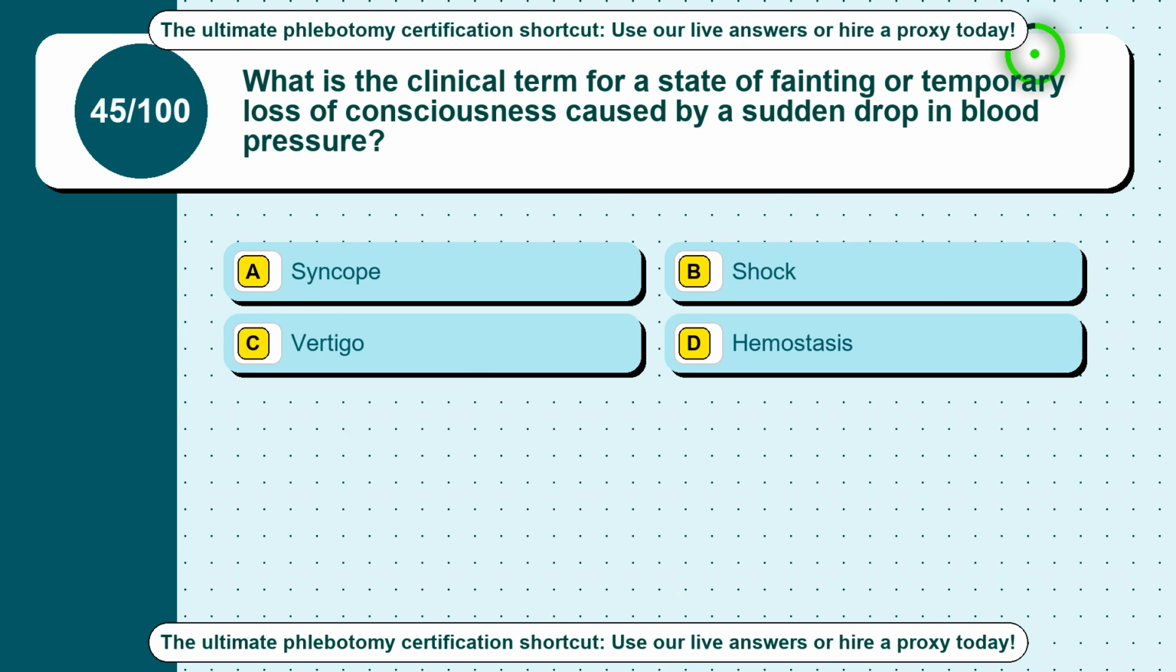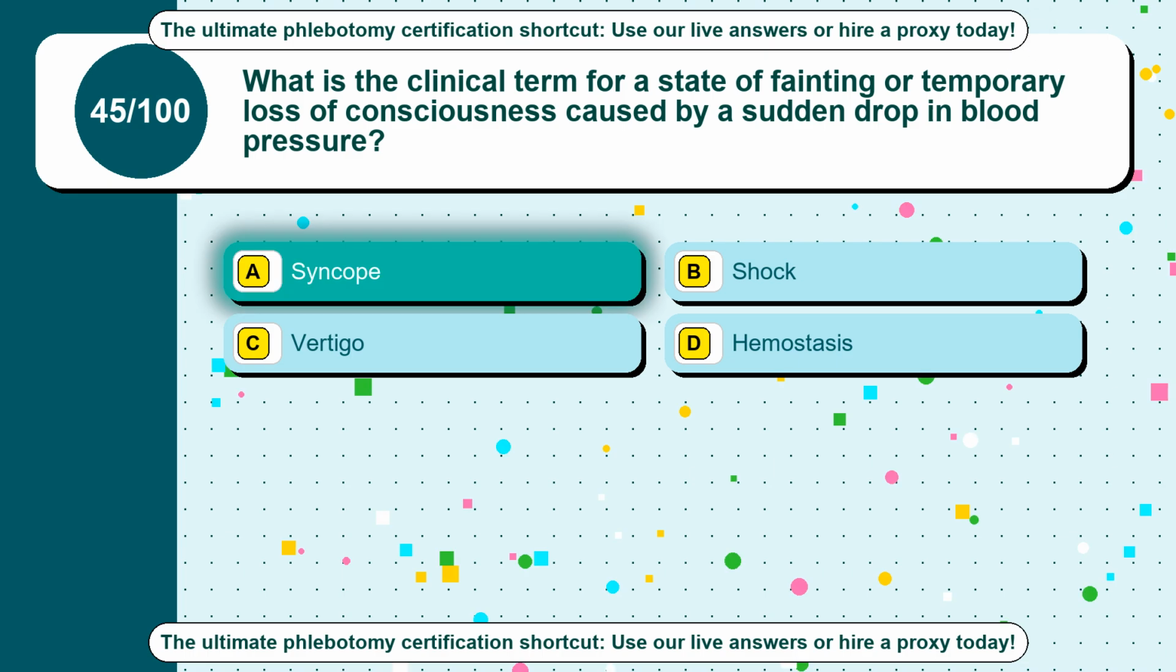Question 45. What is the clinical term for a state of fainting or temporary loss of consciousness caused by a sudden drop in blood pressure? Option A, syncope. Option B, shock. Option C, vertigo. Option D, hemostasis. The correct answer is option A, syncope.